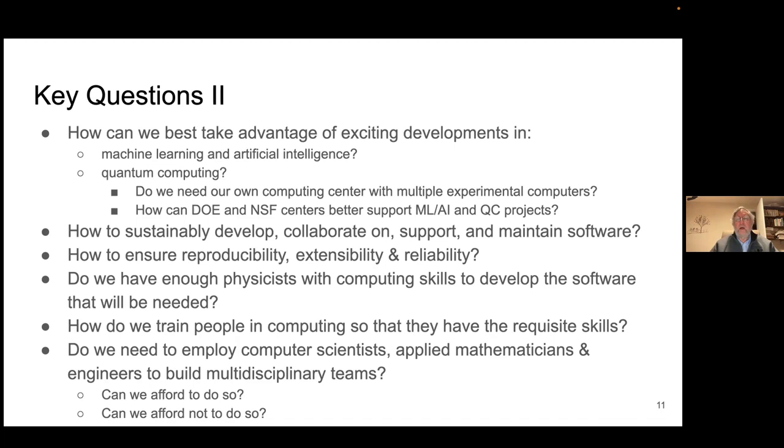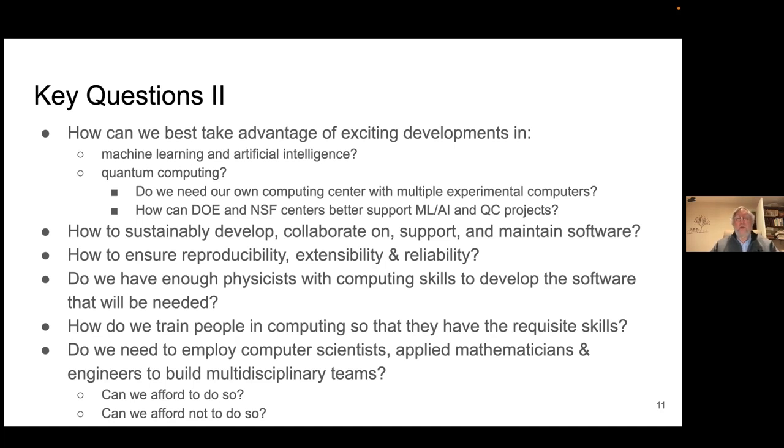How do we develop, collaborate, support, and maintain software? I'm kind of running out of time. Do we have enough physicists with the computing skills we need to develop the software? If not, how do we train people in computing so they have the skills? And one interesting question is whether we need to employ computer scientists, applied mathematicians, and engineers, and have multidisciplinary teams to build our software. Can we afford that? Some of those people make a lot more money than we do. Can we afford not to? Because we lose out on what we need from them.